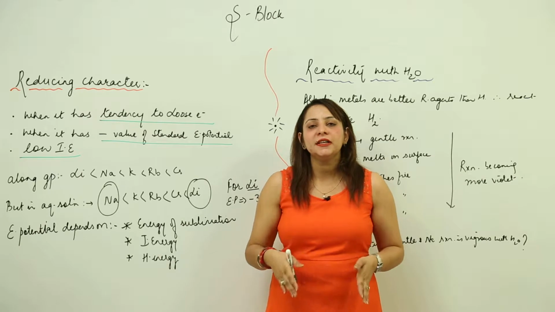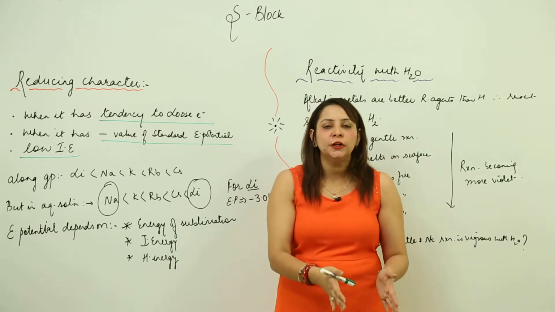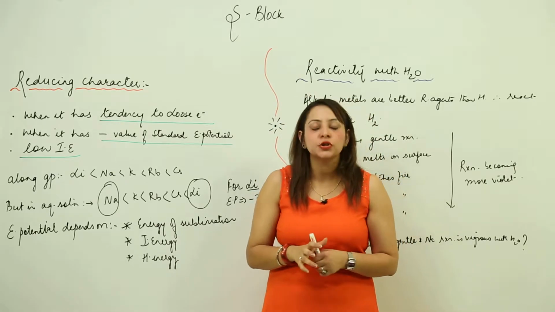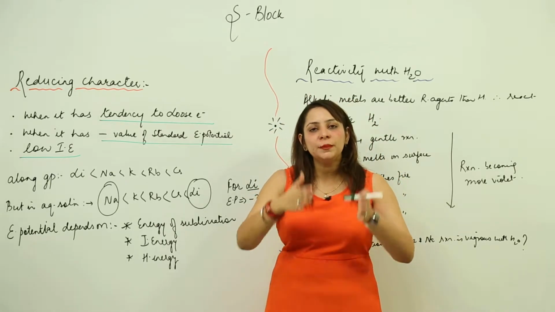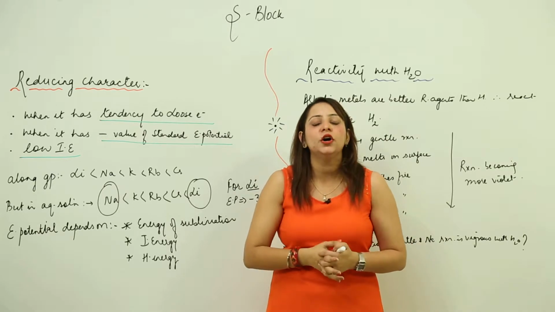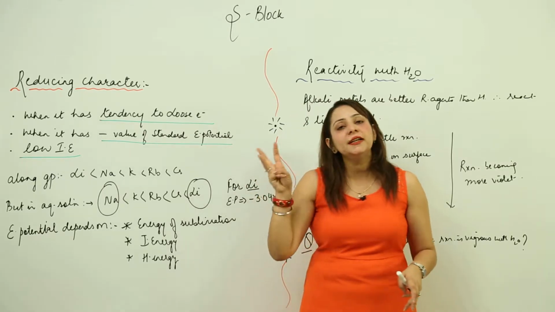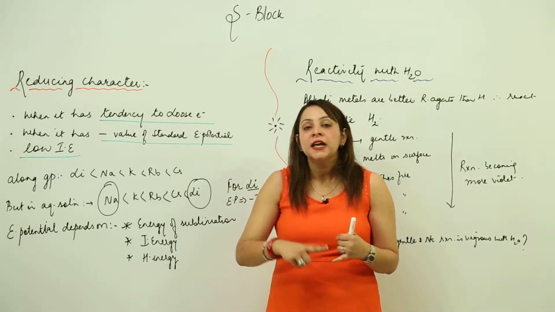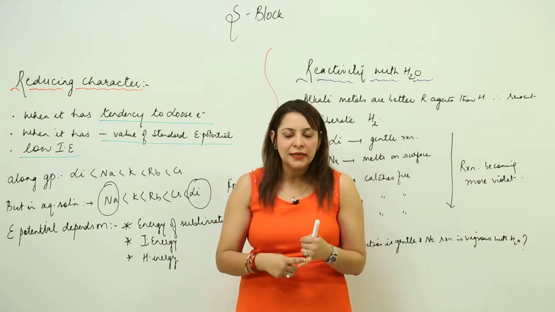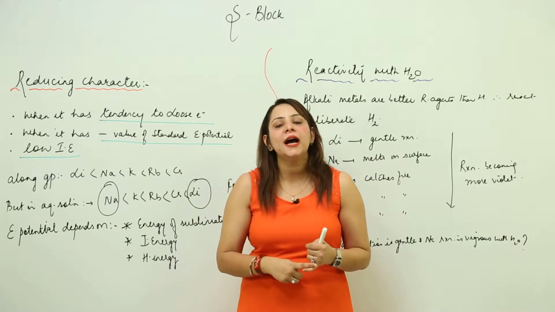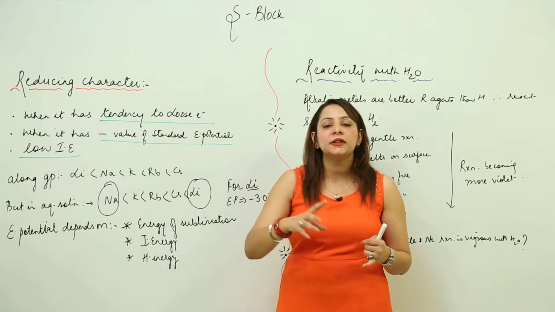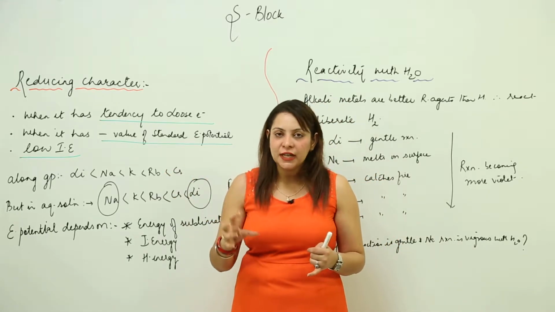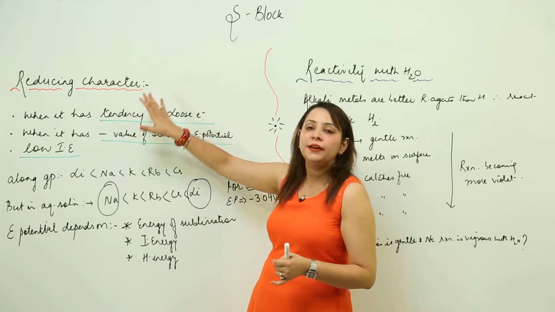In that electrochemical series, all the negative ones are placed below hydrogen in the middle, and above are the ones with positive values of electrode potential. So the ones present at the lowest positions also include the alkali metals. So these are the three factors on which the reducing character depends. One is the tendency to lose electrons. They will have that when they have low ionization energy, and low ionization energy corresponds to a negative value of standard electrode potential. So this is the reducing character.